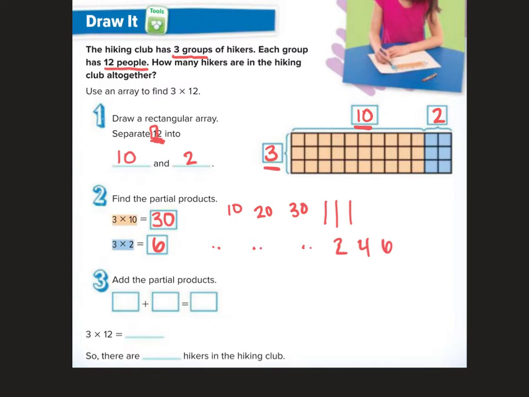So I'm going to add 30 plus 6, right? There are 30 boxes here and 6 boxes here to get a product, an answer to a multiplication problem, of 36. So 3 times 12 is 36. So there are 36 hikers in the hiking club.